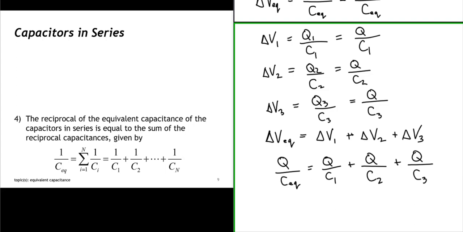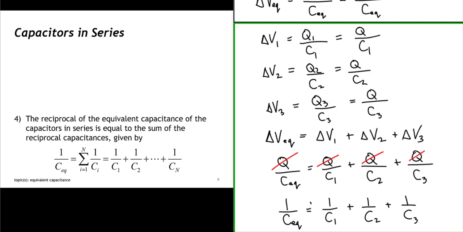Now notice there is a Q, a charge, in each term. And so those charges cancel. This leaves us with the expression that 1 over the equivalent capacitance is equal to the sum of the reciprocal capacitances of each of the capacitors in our series combination.